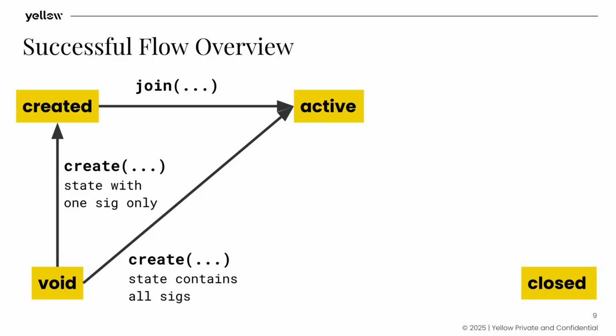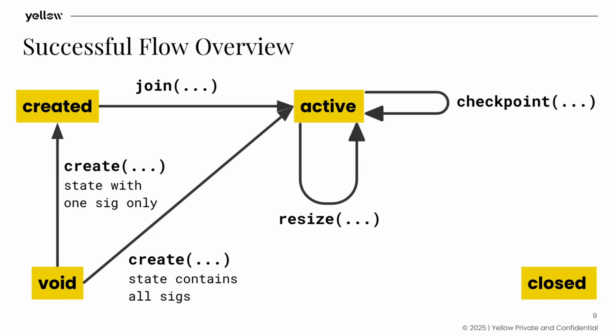However, if that's not the case, then a channel might transition from created to active after all participants have called join with the respective channel ID and signature. Later, participants may invoke several repetitive operations. First, resize, which allows changing the amount of funds allocated to this channel, and also checkpoint, which acknowledges the contract about an updated state. And finally, when participants agree they want to close the channel, they submit a state with finalize intent signed unanimously.